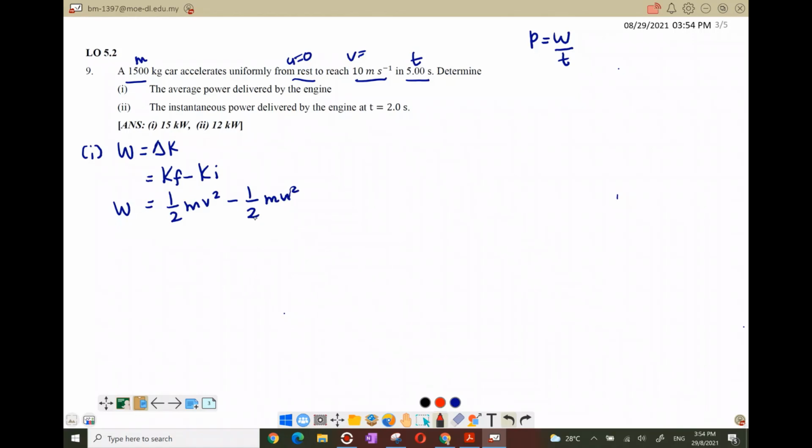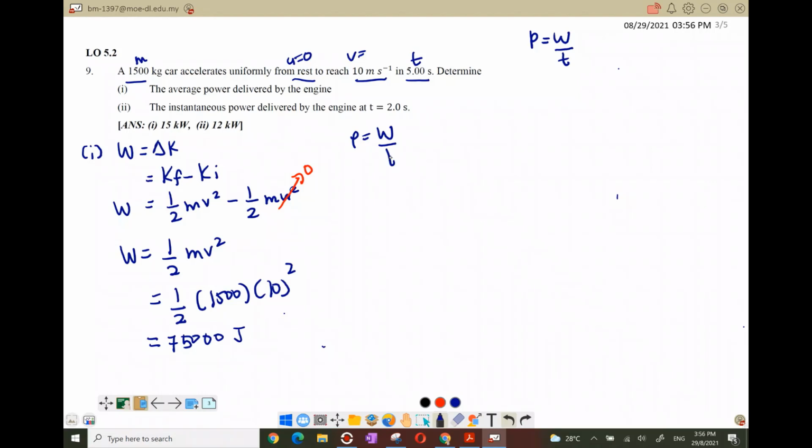So here u is 0, which means that K initial will be 0. So what remains now is work equals to half mv square. We substitute all the information given and we can get the work. Work is 75,000 joule. So from P equals to W over t, 75,000 over 5, we get 15,000 watt or 15 kilowatt.